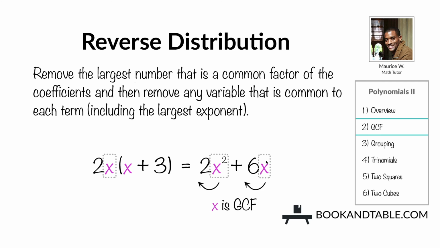X squared is not common to both. This term only has one x, but x is common to both. We have two x's here, we have one x here, so we can remove one x from both terms. So x is our greatest common factor between x squared and x. So once we've removed the largest factor of the coefficients and the greatest common factor of our variable, we wind up with 2x on the outside. So our factors would be 2x and x plus 3 for 2x squared plus 6x.